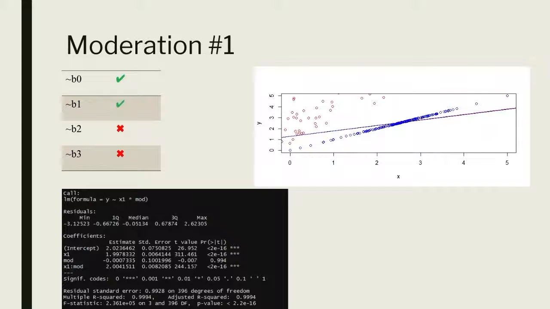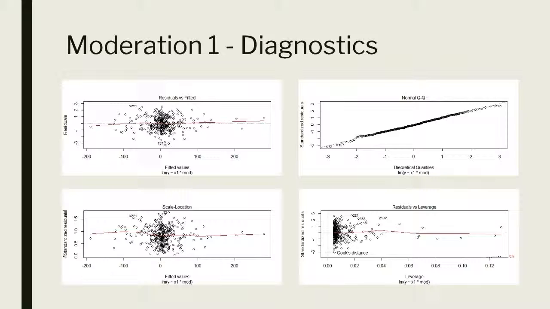Looking at the diagnostics, we can see that we don't have evenly distributed residuals, and we do have pretty good normality within the model. Not a lot of deviation on the tail ends. And then our Cook's distance also looks okay, although we've got a little bit of whiskers coming up in the bottom right hand corner.